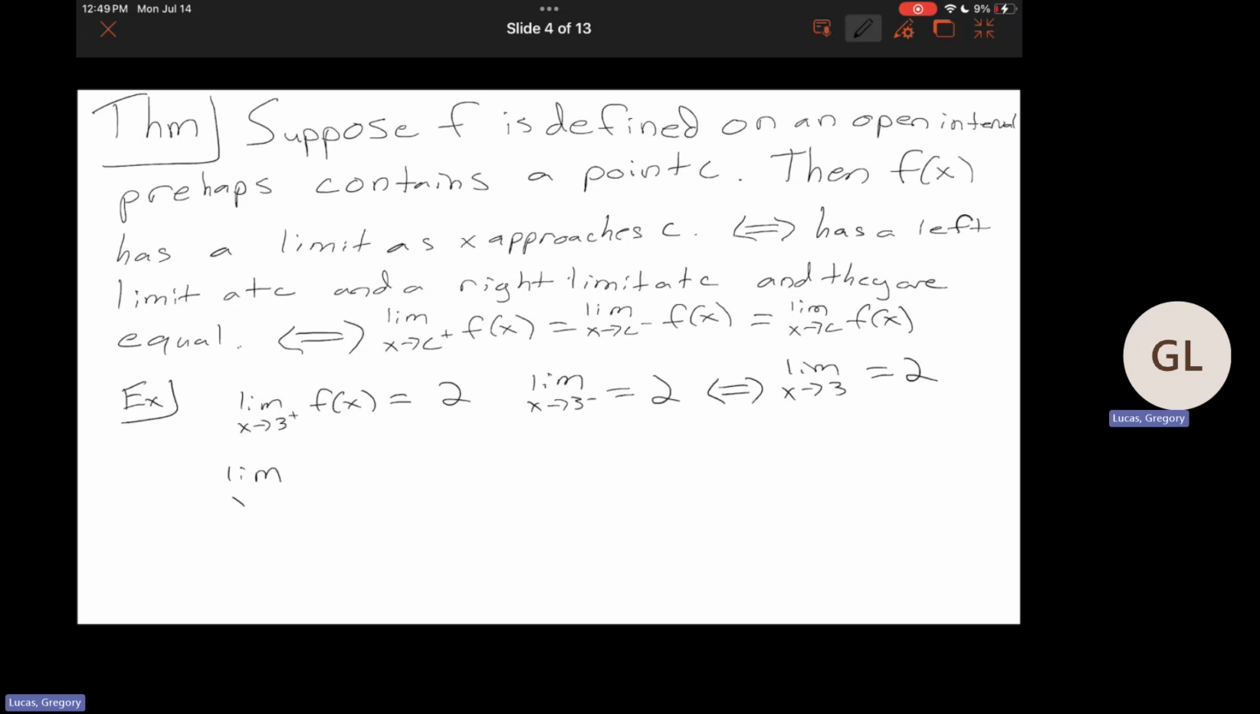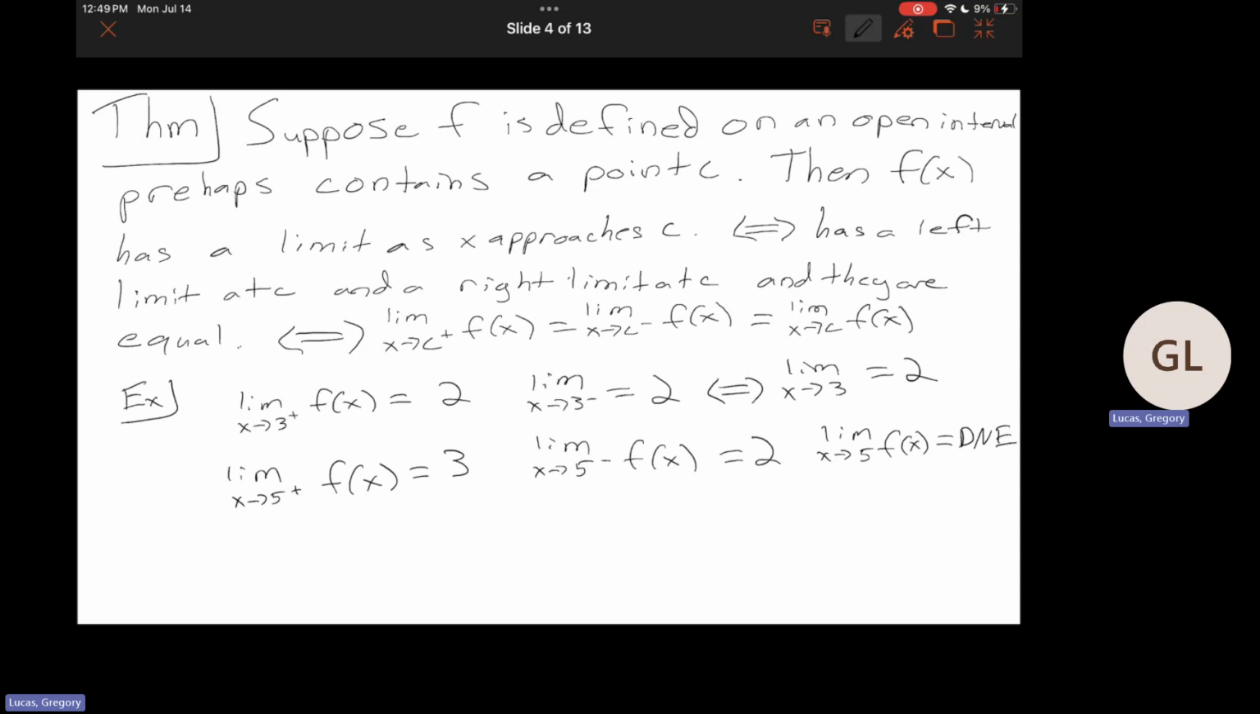Let's say they're not equal. Let's say if we're at 5 from the right, we get 3. And if we're at 5 from the left, then we get, let's say, 2 also. Then we're looking at the limit as x goes to 5, just in general, of our function f of x. Then it doesn't exist. They're not equal.